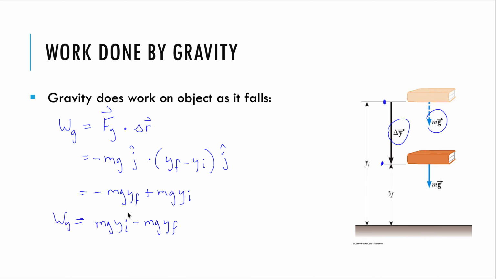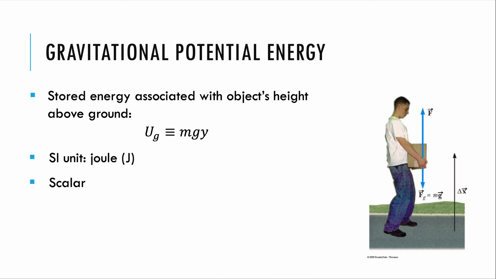So now we're ready to talk about what this mgy really means. So mgy, we're going to define it as the gravitational potential energy of our object. Now it has to be relative to something else, right? The reason that our object has this gravitational potential energy is because it has a certain height relative to the Earth. So whenever we talk about gravitational potential energy, it's always the energy of a system.